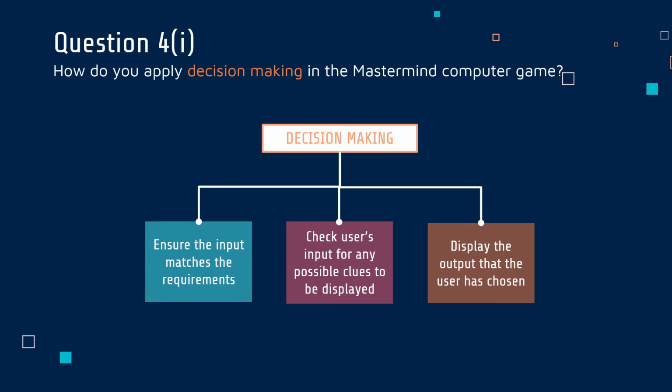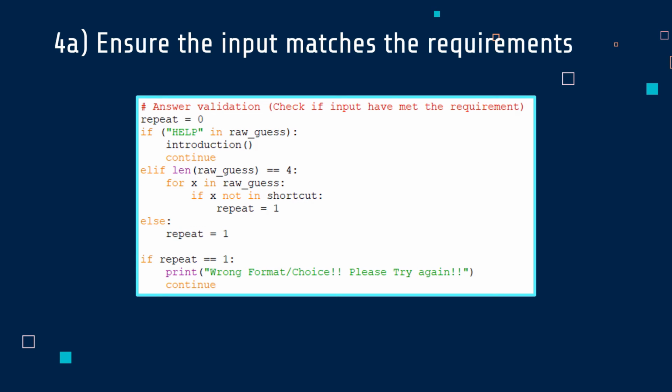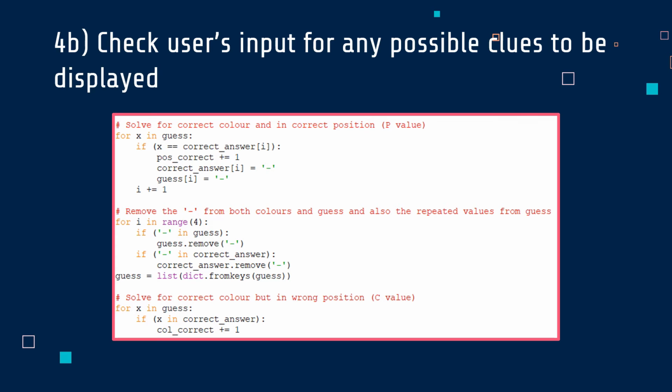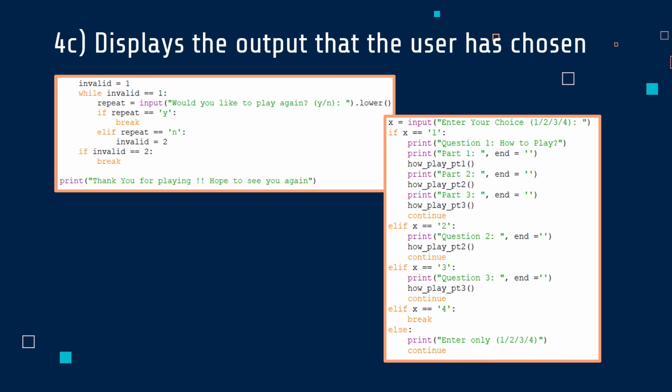So how was decision making applied in the Mastermind computer game? Well, decision making is applied 3 ways. Firstly, decision making is used to ensure the input matches the requirements. Then decision making is used to check users' input for any possible clues to be displayed. And lastly, decision making is also used to display the output that the user has chosen.